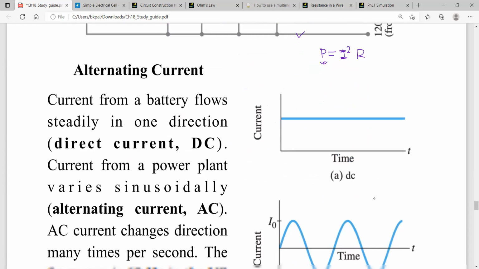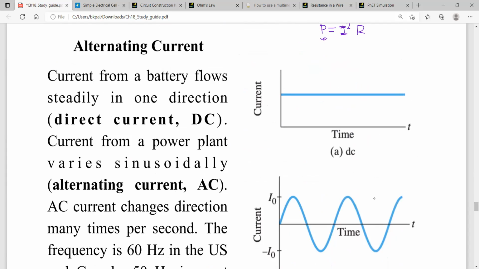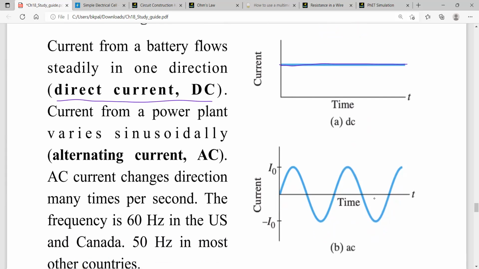So the next and the last thing is alternating current. So far we have basically learned about direct current, or DC. DC current means the current that we get from a battery. If we plot the current versus time graph for a battery, it is a straight line: a constant current. On the other hand, alternating current, or AC, keeps changing its direction. Sometimes it goes in the positive direction and sometimes in the negative direction.